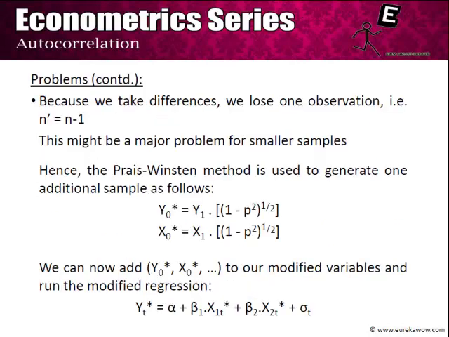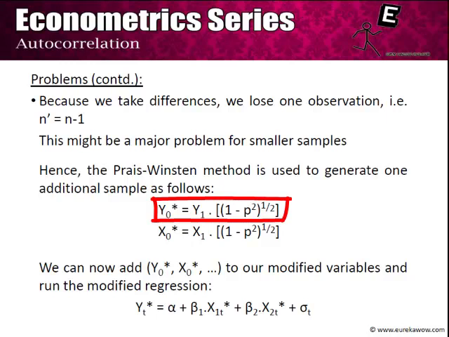The second problem that we encounter is because we take differences, we lose one observation. Hence, the sample size reduces by 1. This might be a major problem for smaller samples. Hence, there is a method for actually getting back one of the samples, and this is known as the Prais-Winsten method.